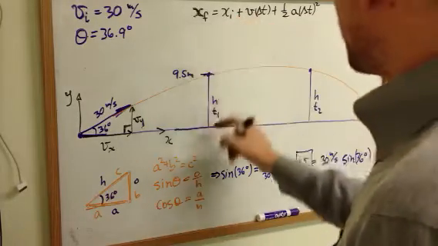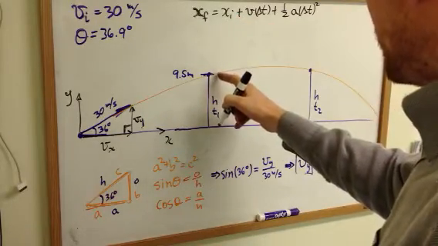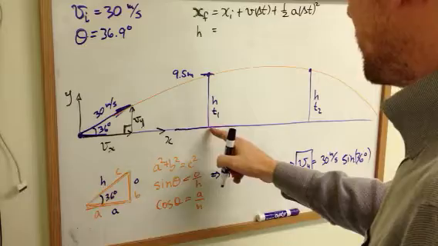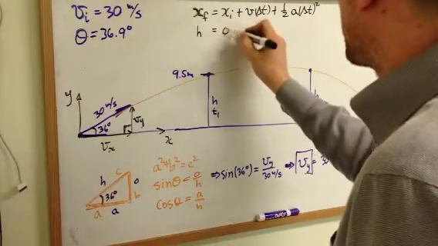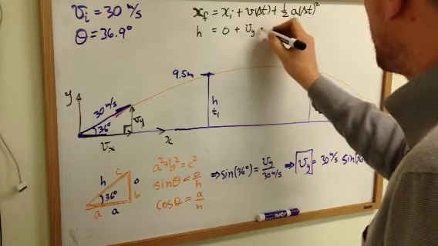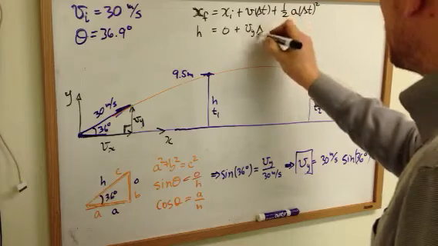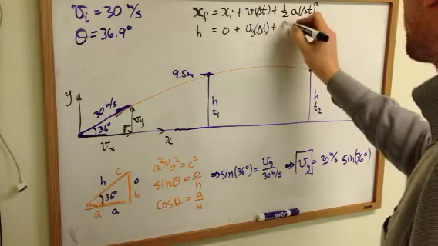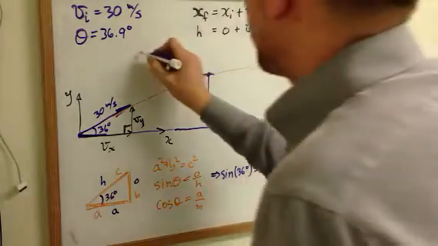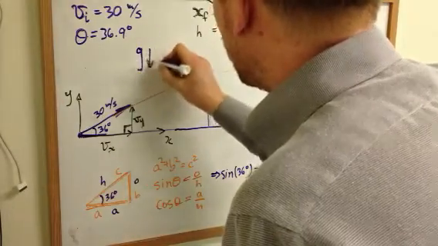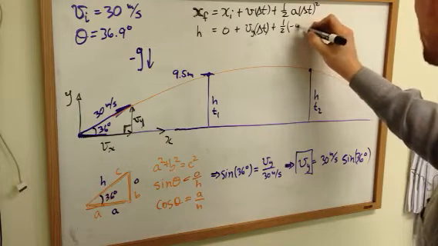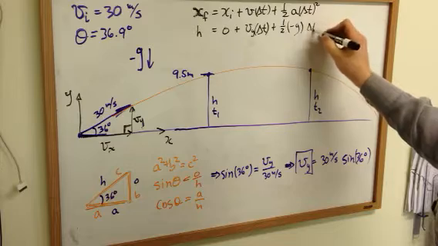In the vertical direction, our final location is h. Our initial location is 0. Our initial velocity, we just calculated it, it's Vy. Delta t, we don't know. A is the acceleration due to gravity, and gravity is going downward, so that's negative g, so that's negative 9.8. And delta t squared, I don't know.